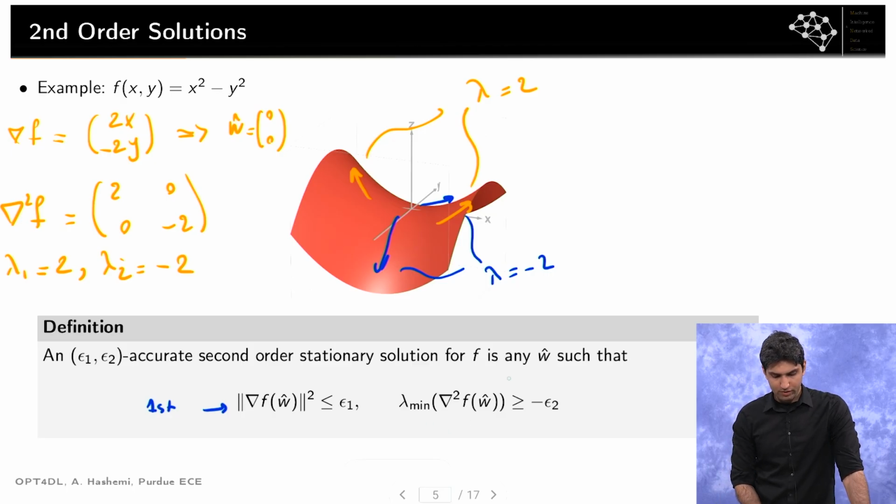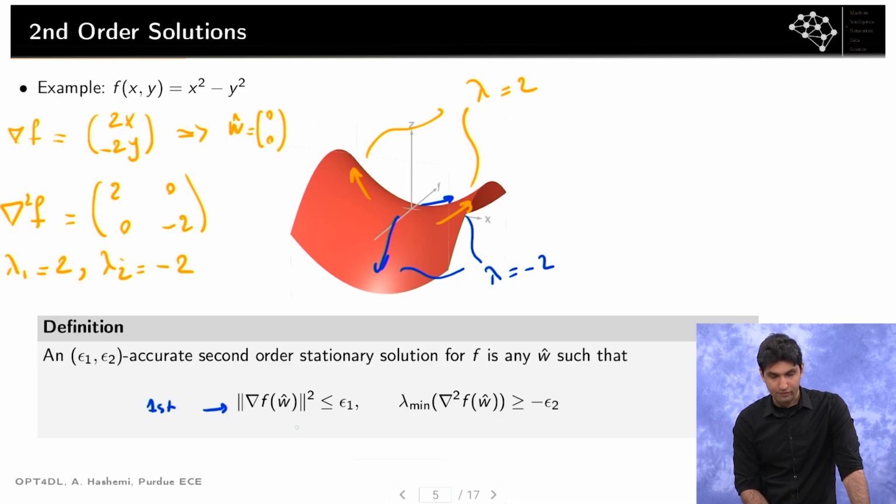Also, we impose the condition that the minimum eigenvalue of the Hessian is not too negative. So we say that the minimum eigenvalue is at least minus epsilon 2, where epsilon 2 is a very small number. So if a point satisfies these two conditions, we would say that this is a second order stationary point. Okay, so this example that we just went over does not satisfy this condition.